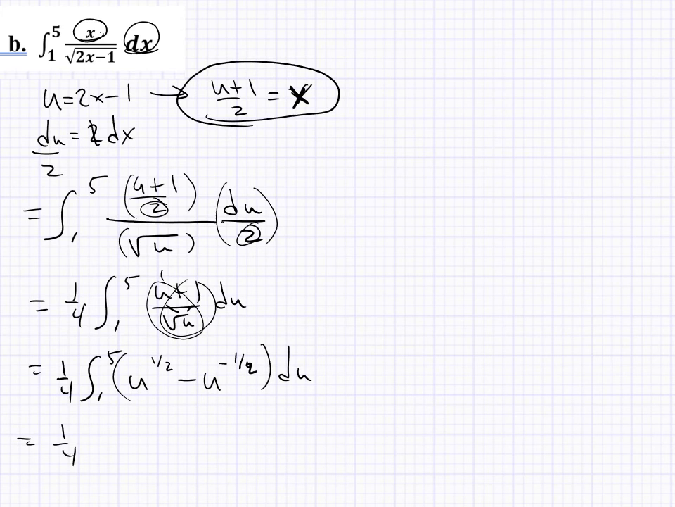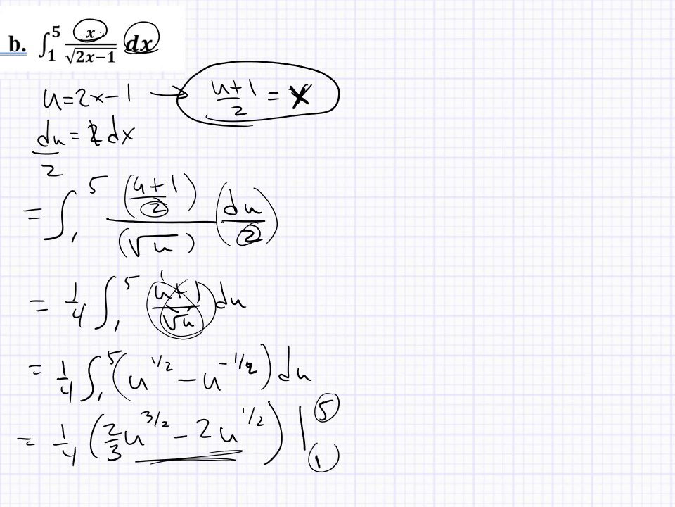So I have 1/4, this will be u to the 3/2 times 2/3, minus this will be u to the 1/2 times 2. Now, here I've got 1 to 5. I could choose to change this 1 to 5 to u values and then just leave this as is, or I can choose to turn these back into x's and leave these as is. Completely up to you. In this case, I have to plug u equals 2x minus 1 in here, and then plug the 5 into that. What I'm going to choose to do instead is to switch these to u values.